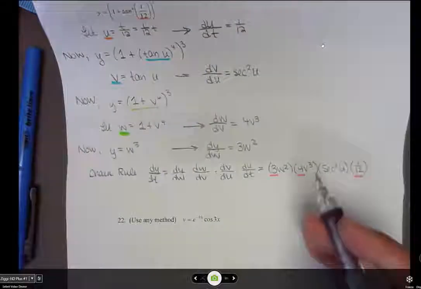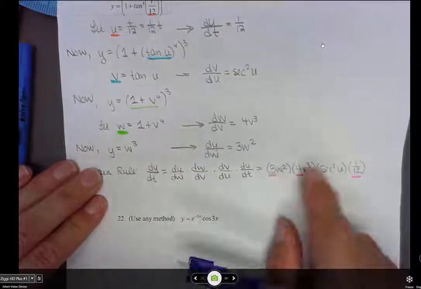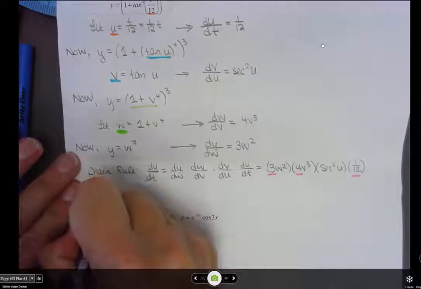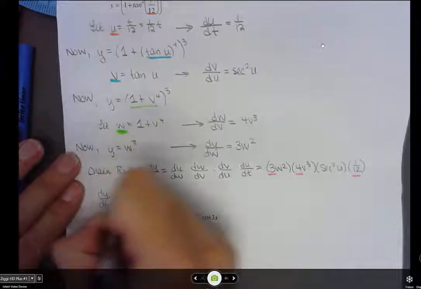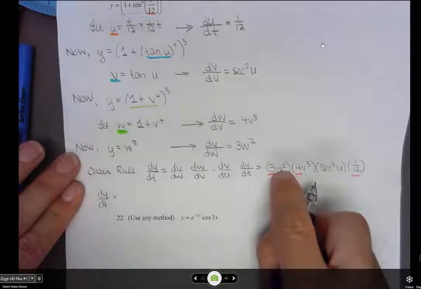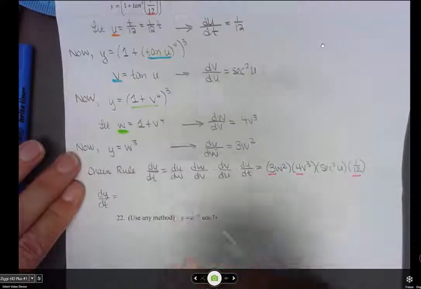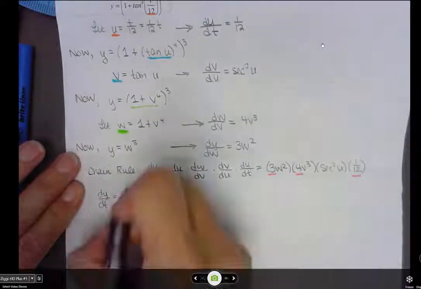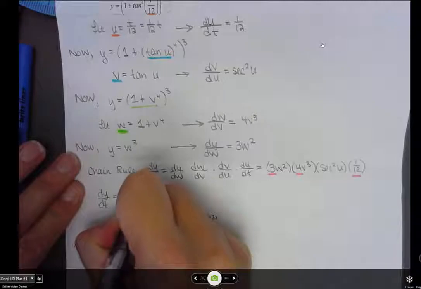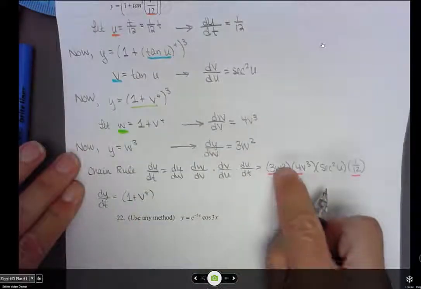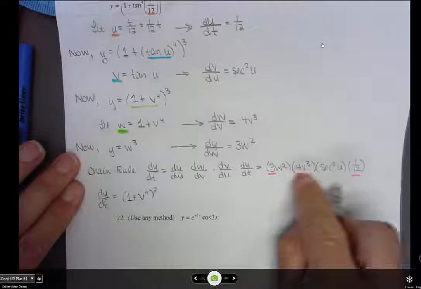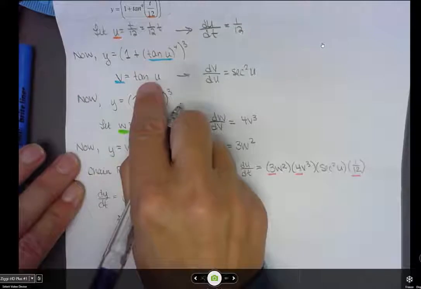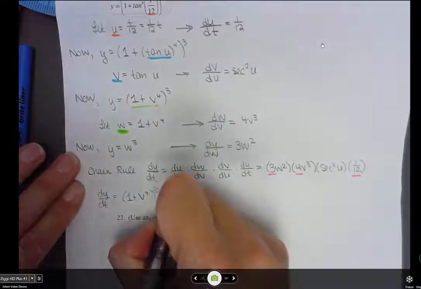But I can't have w's, v's, and u's on the right-hand side. Everything has to be in terms of t. So let's substitute back in. So w. What am I putting in place of w? Well, w is 1 plus v to the 4th. So I have, and remember the 3 is gone, 1 plus v to the 4th is w, and that's being squared. The 4 also canceled. So v cubed.